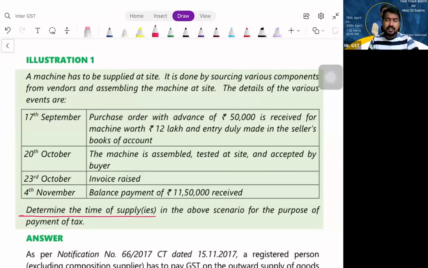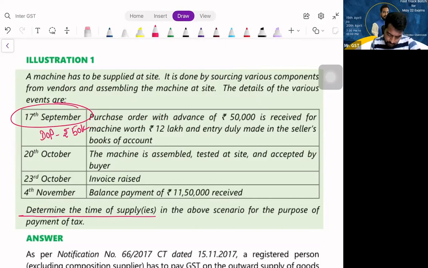Right. They have asked us here what is the time of supply. Fine. So what is the time of supply for goods, my dear friends? As we know, the date of invoice, due date of invoice, date of payment, whichever is earlier. Here, on 17th September, a purchase order with advance of 50,000 is received for a machine worth 12 lakhs. That means, can I say this is the date of payment for rupees 50,000? Yes or no?